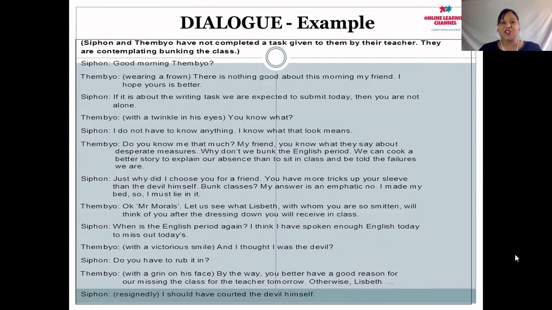So it's a very nice, interesting dialogue, and it makes it more interesting because you know there's expressions here explaining exactly how each character will be responding to the action.